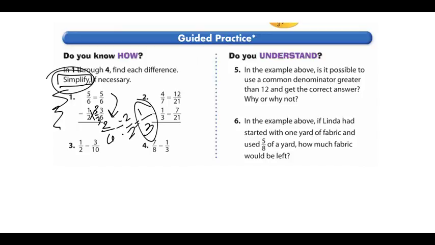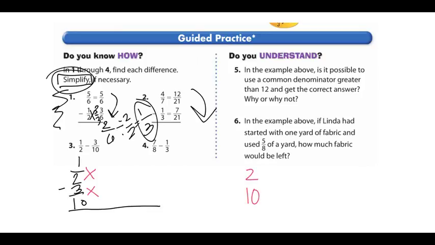Okay, I'm going to skip down to number 3 because number 2, they've already done the work for you and you know how to subtract when they have common denominators. Okay, 1/2 minus 3/10. All right, so I'm going to line them up here. I line them up vertically because it makes it easier to show your work. So 1/2 times something and 3/10 maybe times something. We've got to get them to have common denominators.